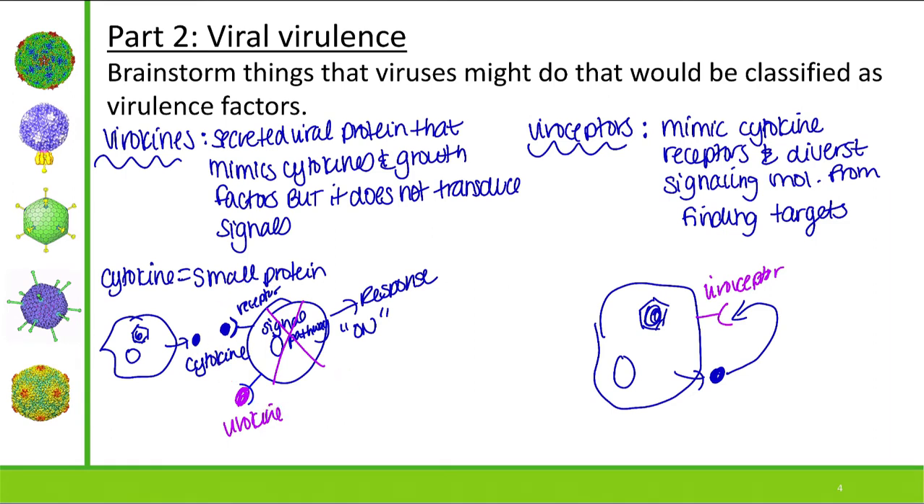And so these are examples of ways of immunoevasion and immunosuppression, and they're some of my favorite examples of virulence factors that viruses have. I think it's just really cool and really amazing.